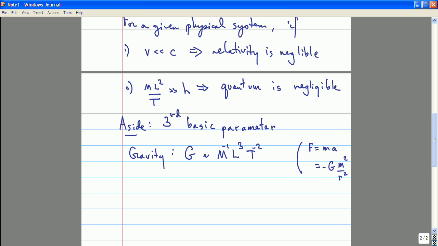Right? You can see what's 1 over mass because there's a mass squared on one side and a mass on the other side. It goes like length cubed because acceleration goes like length, and we have to multiply through by a factor of r squared on the top and bottom sides of this equation. And it goes like 1 over time squared because acceleration goes like 1 over time squared. Any questions on that?